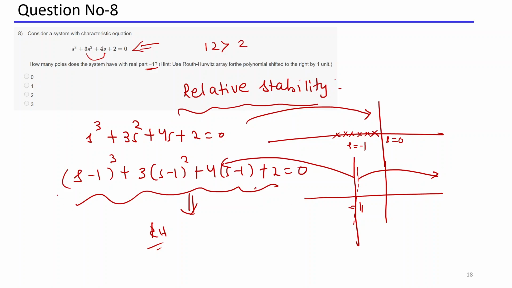Now this characteristic equation, this is the final characteristic equation. This characteristic equation has all the poles in the negative half of minus 1. It means now the origin is shifted to minus 1. Now you solve this question and check whether the system is stable or not. If the system is stable, it means all the poles lie to the left of minus 1. Okay, you understand what is the concept of relative stability? Now your origin is shifted to s equal to minus 1.